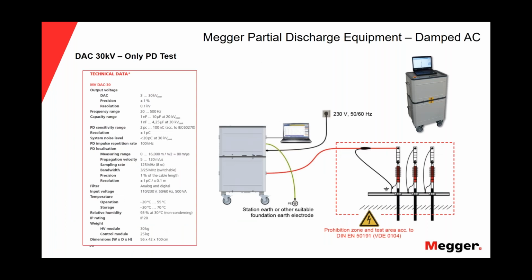To finish the presentation, I would like to show you some of the PD equipment we have at Megger. The first unit we have is the damped AC, or the DAC 30 kV. This unit is only to perform the partial discharge test for 15 kV cables, and it's a unit that reaches up to 30 kV peak. And we use the damped AC wave shape to perform the PD test.